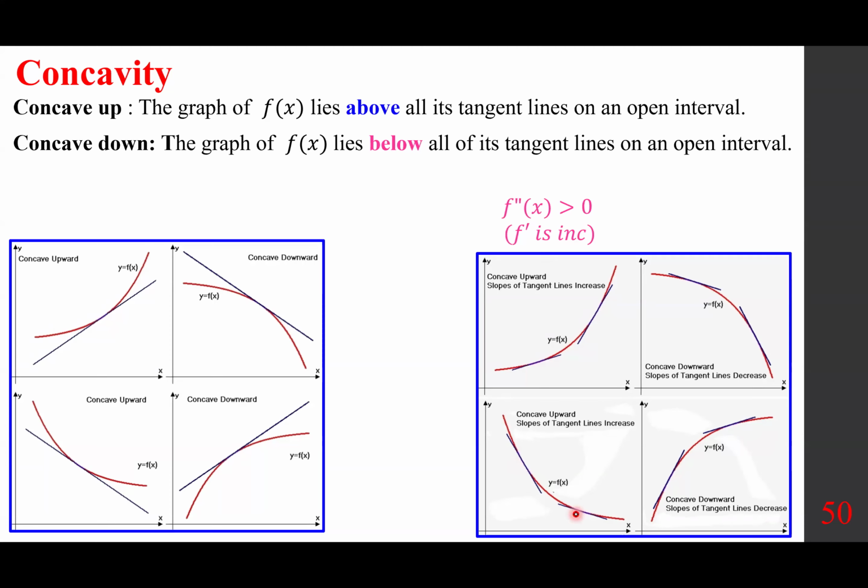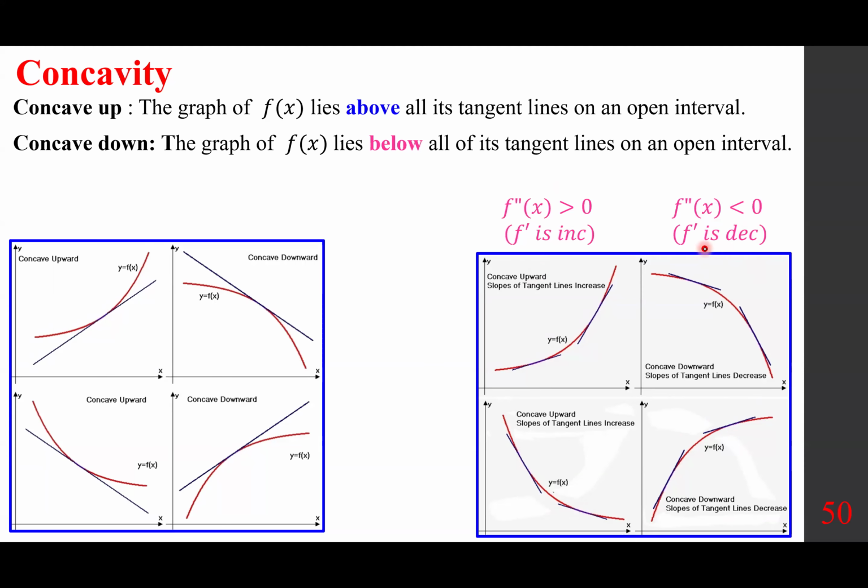So f double prime is getting larger. That's the idea. F prime is increasing. F double prime is positive. F double prime is negative. That means f prime is decreasing. F prime is getting smaller.